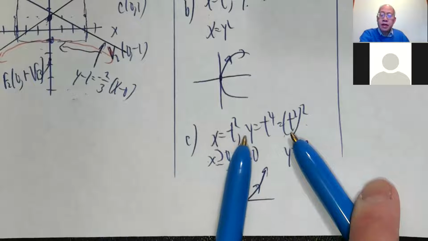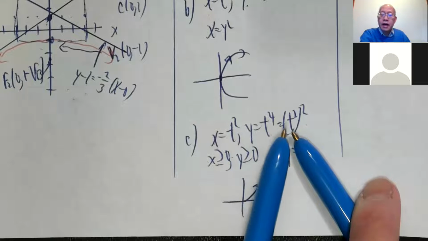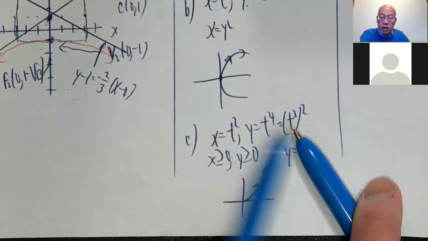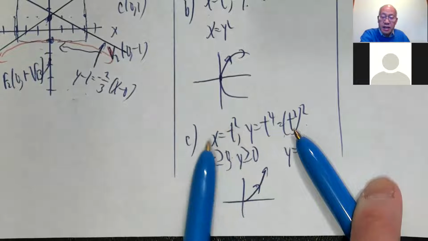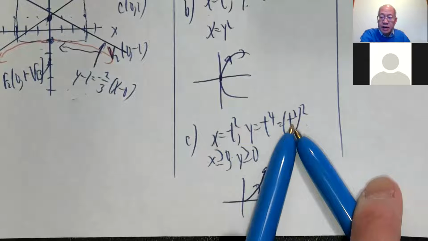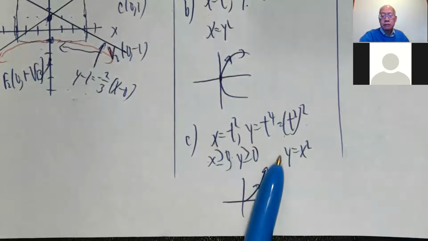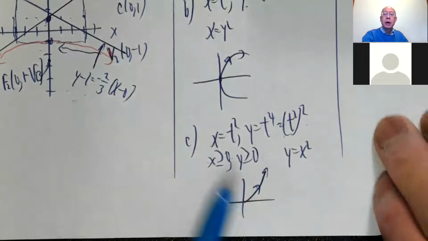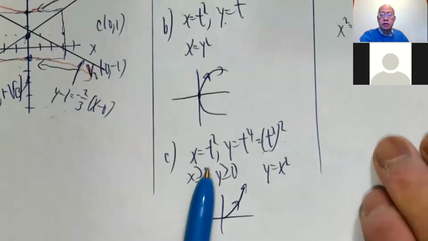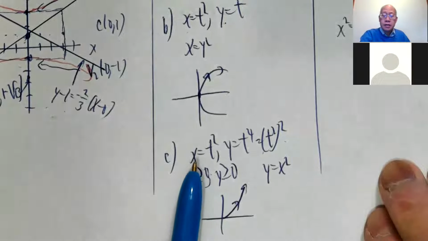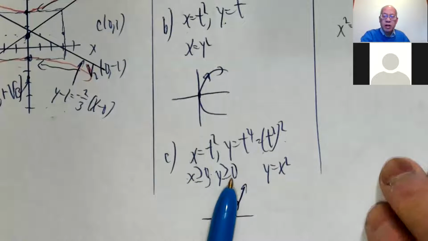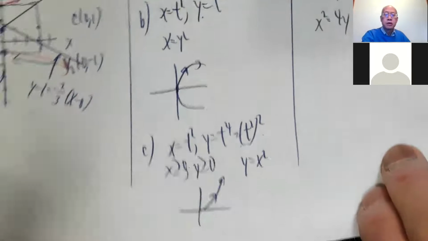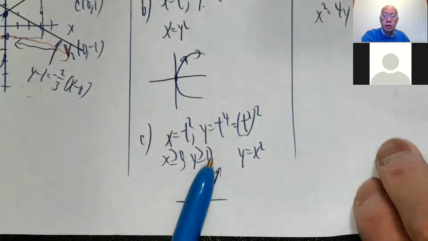The trick for this particular problem is to write t to the 4th as t squared, squared. The reason you want t squared squared is that I recognize t squared is x. So put that right there, and it says y equals x squared. But I don't draw the entire parabola. Unlike this one, I do have a restriction. Since we already said x is greater than or equal to 0 and y is greater than or equal to 0, this part of the parabola in quadrant 2 disappears. So I only have the part from the origin and on.